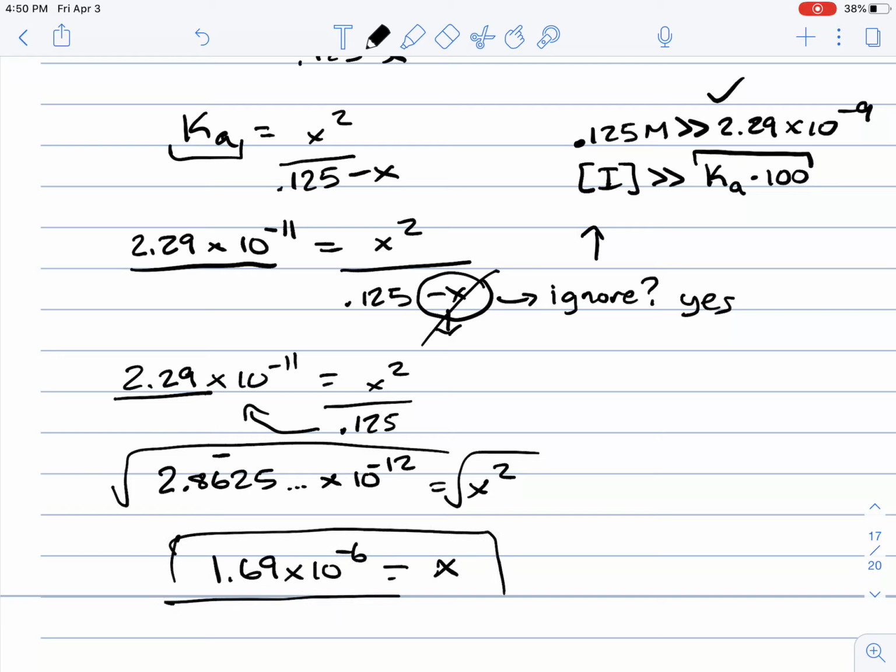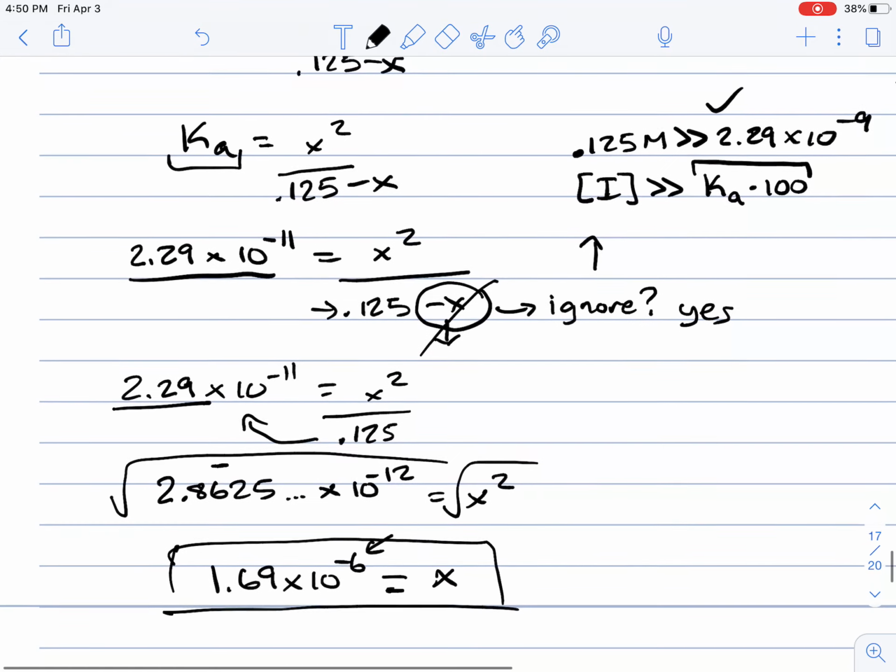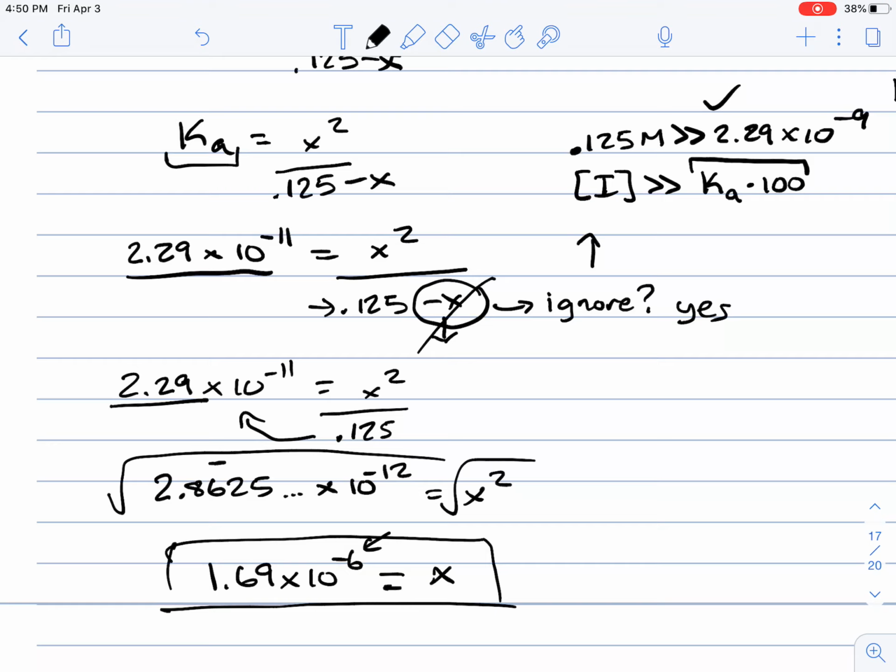And so we can see that if you look at the magnitude, it's times 10 to the negative 6. This is really, really low. And if our initial concentration is 0.125, we're not actually changing the initial concentration all too much. And so that allows us to validate our assumption that we can ignore this x. So if you plug in x into this part right here, 0.125 minus 1.69 times 10 to the negative 6, it's not going to change that answer a whole lot.